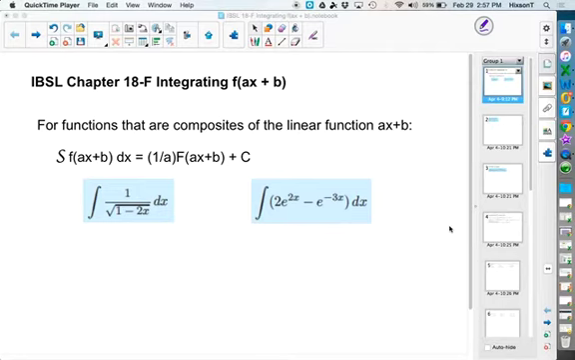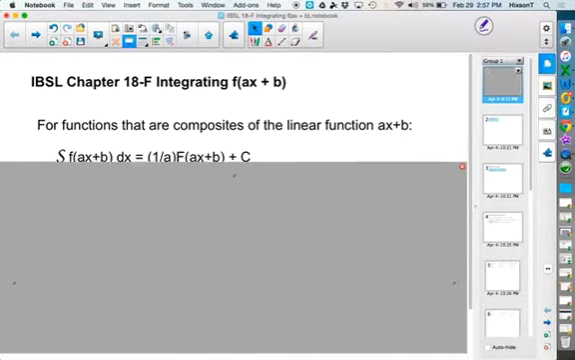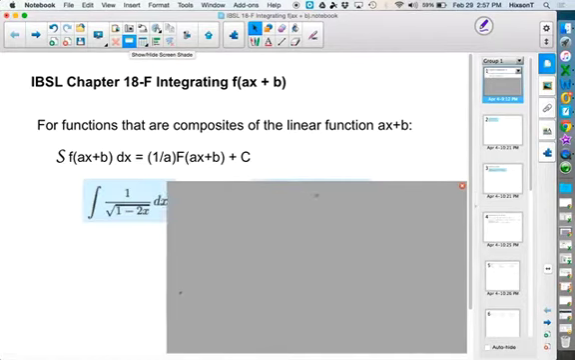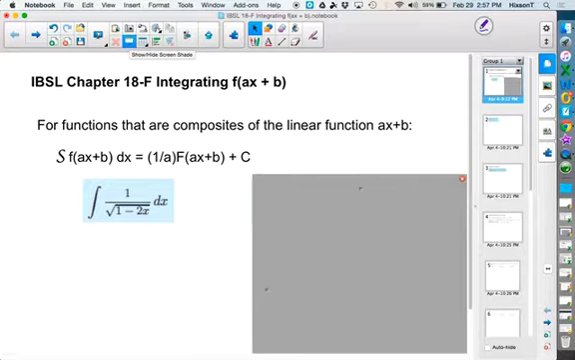What I want to look at today is a rule that we've been alluding to on a number of occasions up to this point, and that is a rule for integrating a function that is a composite function with a linear function inside. Functions that are composites of a linear function, and we use ax plus b just as our generic linear function.